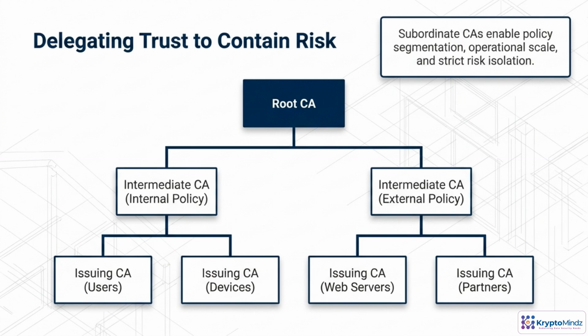A PKI hierarchy is fundamentally about delegating trust so you can contain risks. The root CA remains your ultimate anchor, but you want to interact with it as little as possible. Instead, you introduce intermediate CAs that each represent a specific policy. For example, one for internal use and another for anything exposed externally. Beneath those, issuing CAs handle concrete use cases such as user identities, devices, web servers, or partners. If an issuing CA is compromised, you revoke only that branch, not the entire PKI. This layered structure provides policy separation, operational scale, and strong control over the blast radius of any failure.